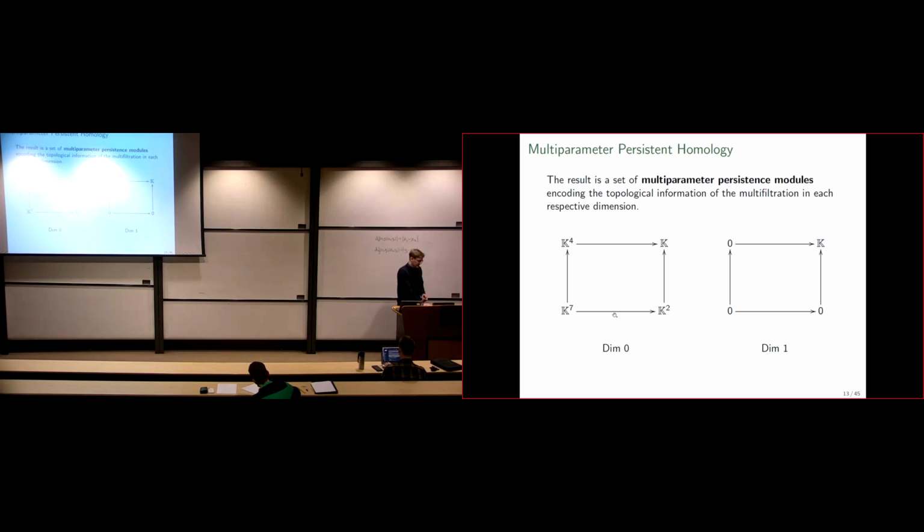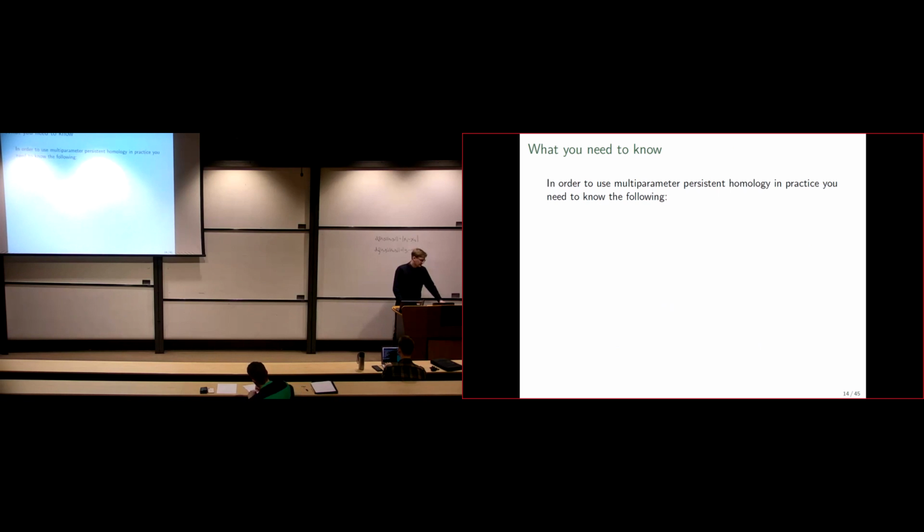And this arrow here is a map between those, mapping the homological or the topological features between filtration values. And this is how we represent this mathematically. And this is the object that we study now in order to get some information out of this construction. All right.